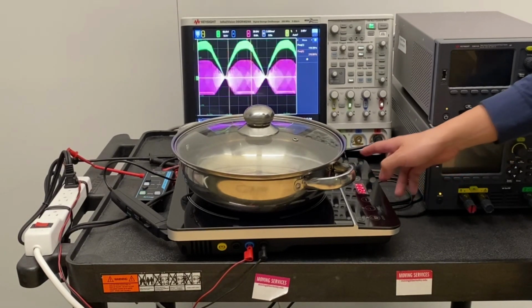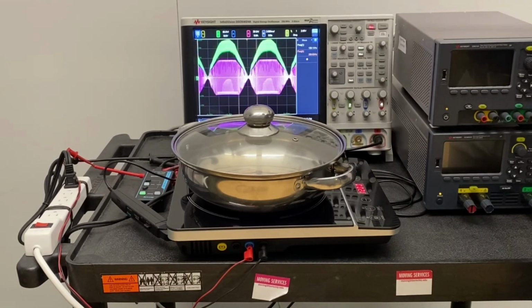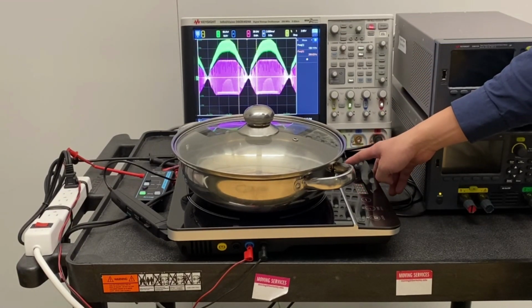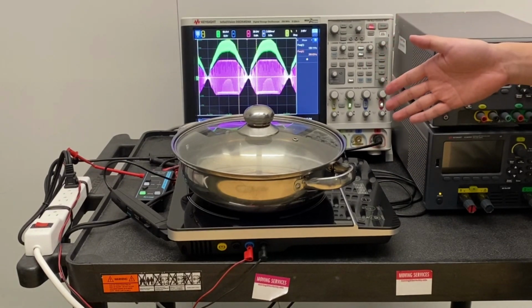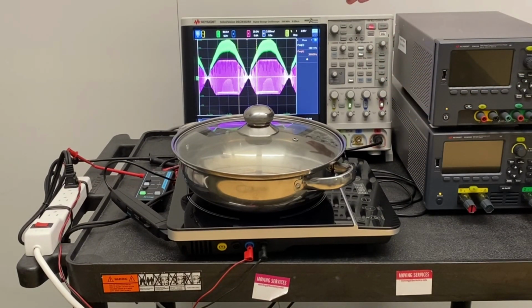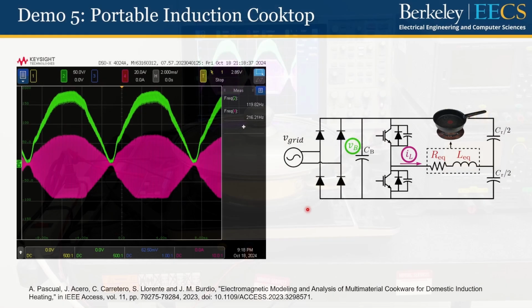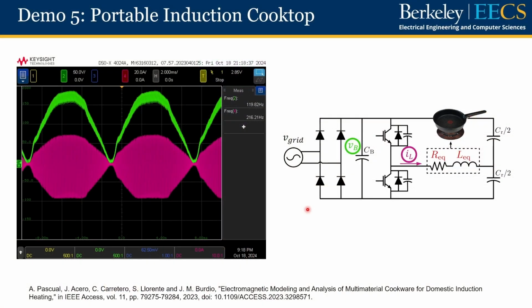Okay, so here from the noise, I guess you can already see that the induction cooktop is working very hard to generate heat. Let me turn it off, and now let's take a closer look at the waveform. Here on the screen of the oscilloscope, we have the green waveform showing the bus voltage VB, and the purple waveform showing the current flowing through the induction coil IL.